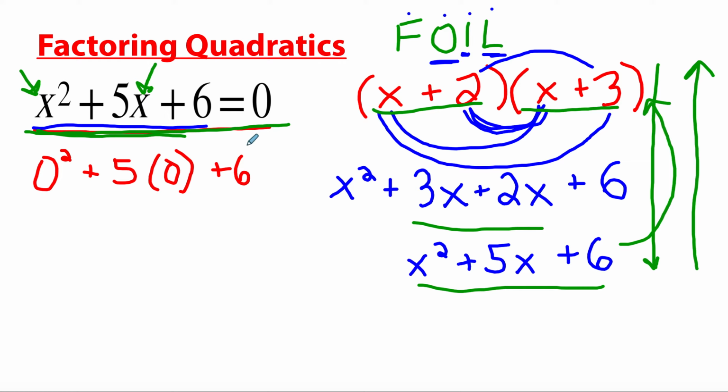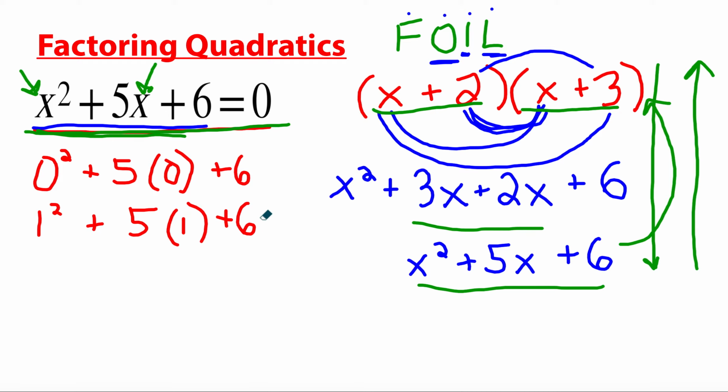So then we'd have to try again. We'd go, okay, let's try 1. 1 squared plus 5 times 1 plus 6. Does that equal 0? And you can see that the answer is no. 1 squared is 1 plus 5 times 1. 5 times 1 is 5, so 1 plus 5 is 6, plus 6 is 12. And we just have to keep guessing until we got it right.